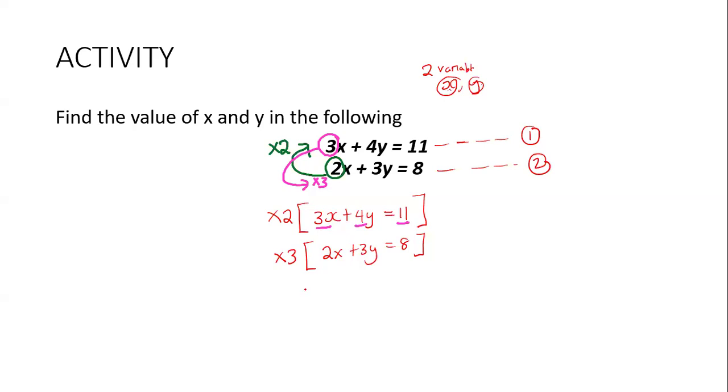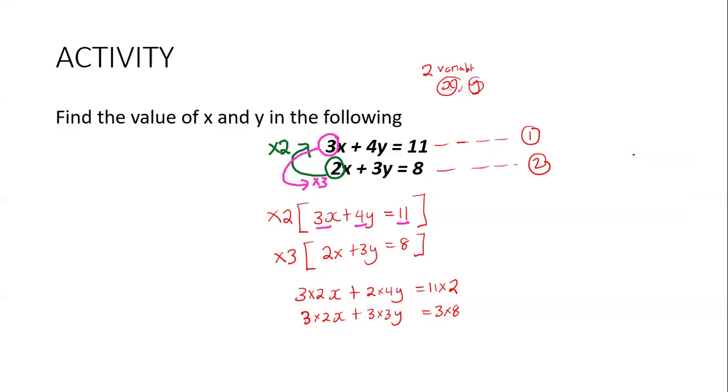So here, our new equation will become 2 times 3x plus 2 times the 4y is equal to 11 times the 2. Then in the second equation, we shall have 3 times 2x plus 3 times the 3y is equal to 3 times 8. Kindly let me know whether that one is clear to everyone. Put it in the chat. Is that step fine? Is everyone there? Yeah, it is clear.